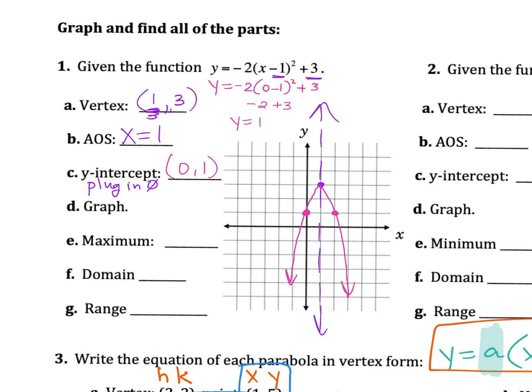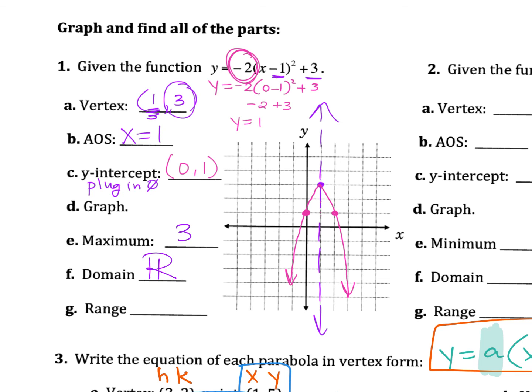Okay. The other way you could have found those 2 points is just using your A, right? You could have gone down 2 to the right one and down 2 to the left one, and that would have gotten you there too. What's your maximum? 3. Yep. Your maximum is always your Y value of your vertex. What's your domain? All real numbers every single time. Free point. Please take it.